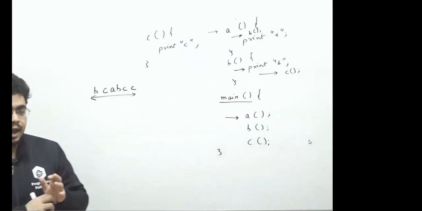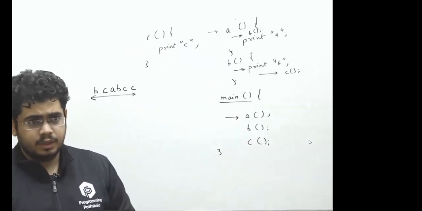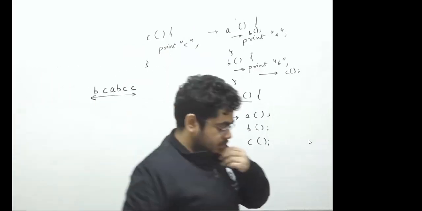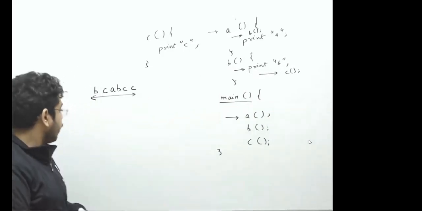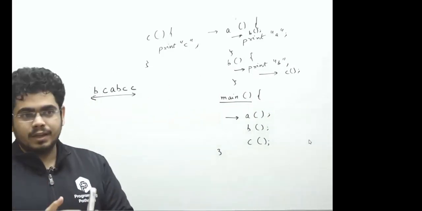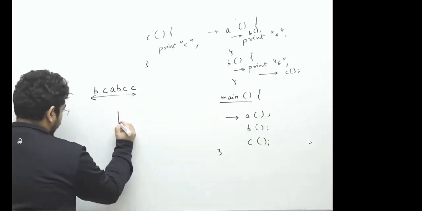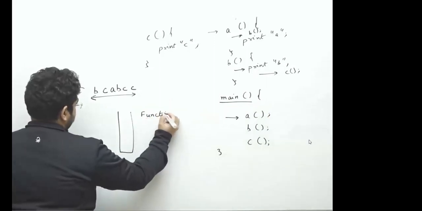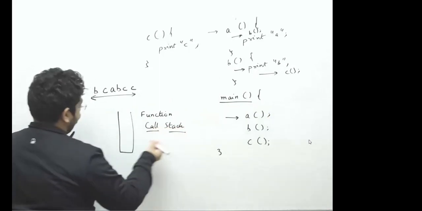Let's look back and see its internal implementation. How does the computer do it? Before that, anyone having any doubt till now, please let me know with a quick doubt, and then I'll go back to it. Okay, cool. So let's look at the internal implementation. How does the computer do it? The computer has something called a function call stack. Call stack is the common name for it.